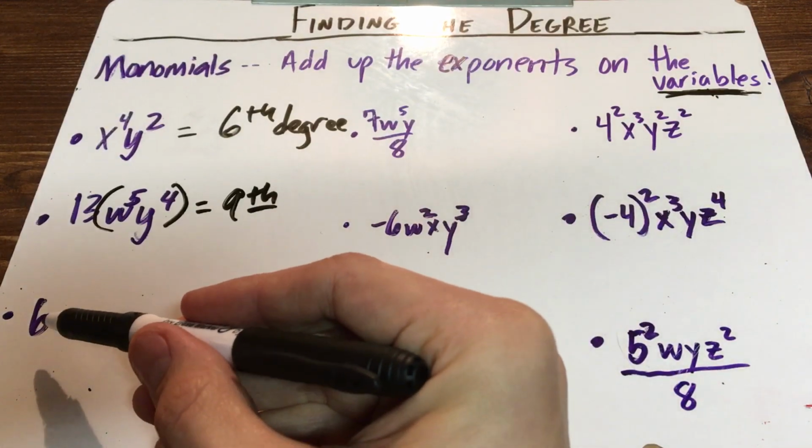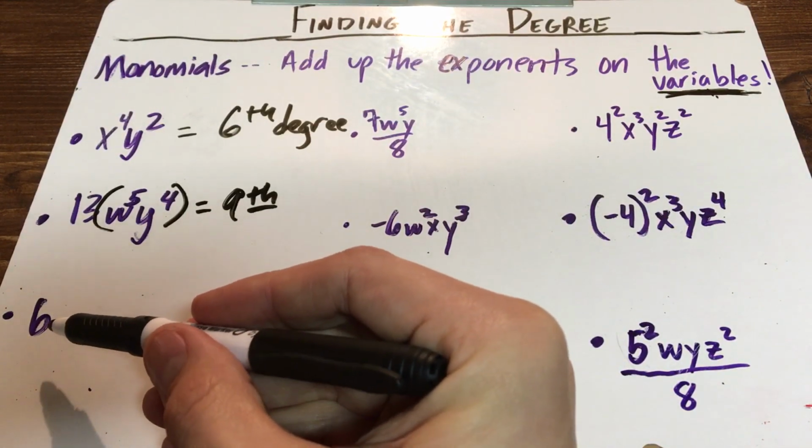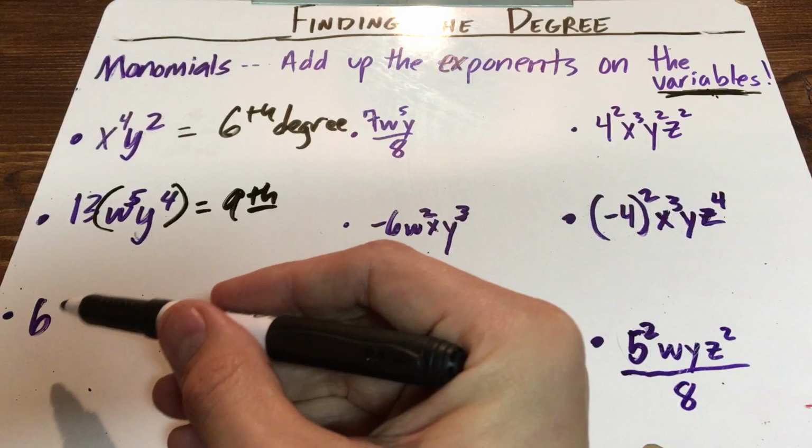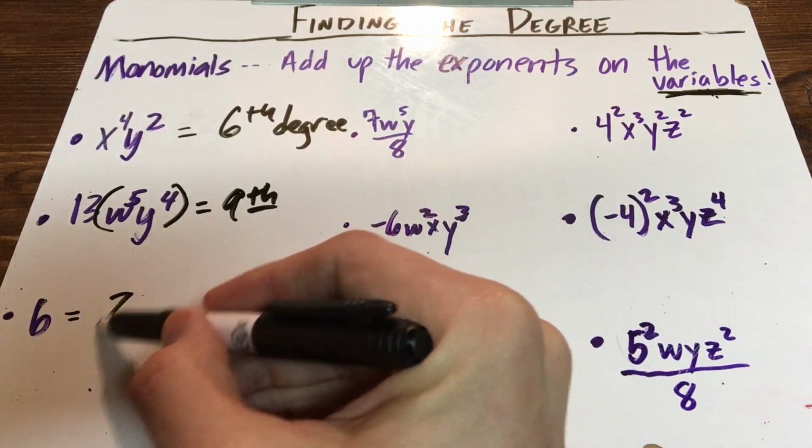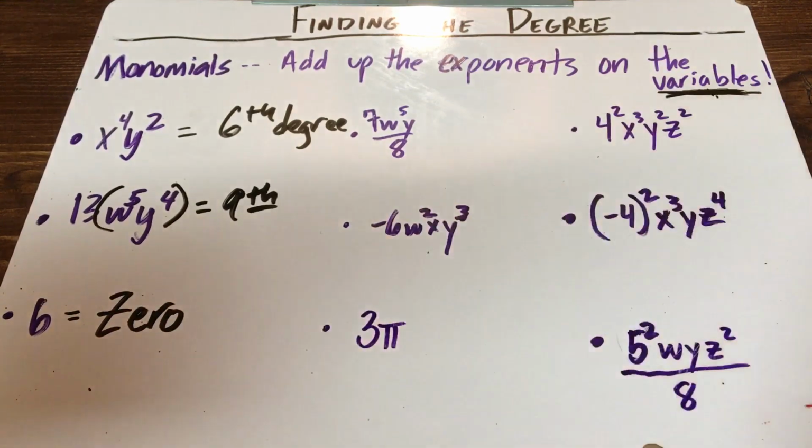Then number 6, you're like, okay, well, wait a second. What if there are no variables? I don't have any x's, y's, z's, w's, anything like that. If you don't have any variables, you don't have a degree. This is 0 degree, right? 0 degree, and that's okay.